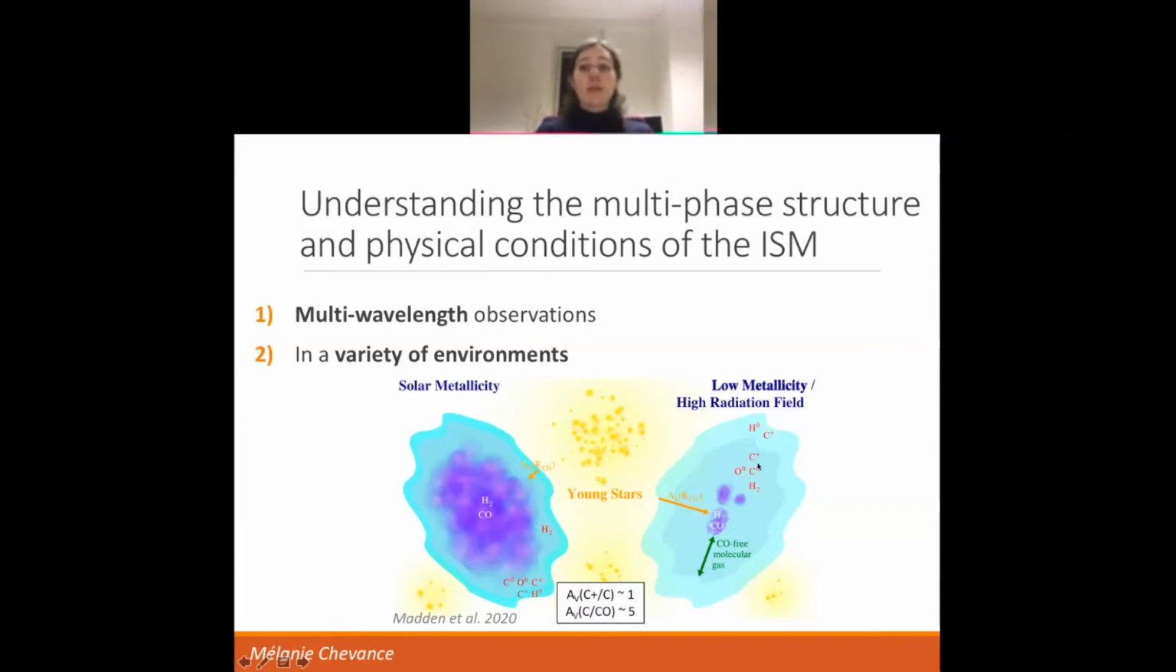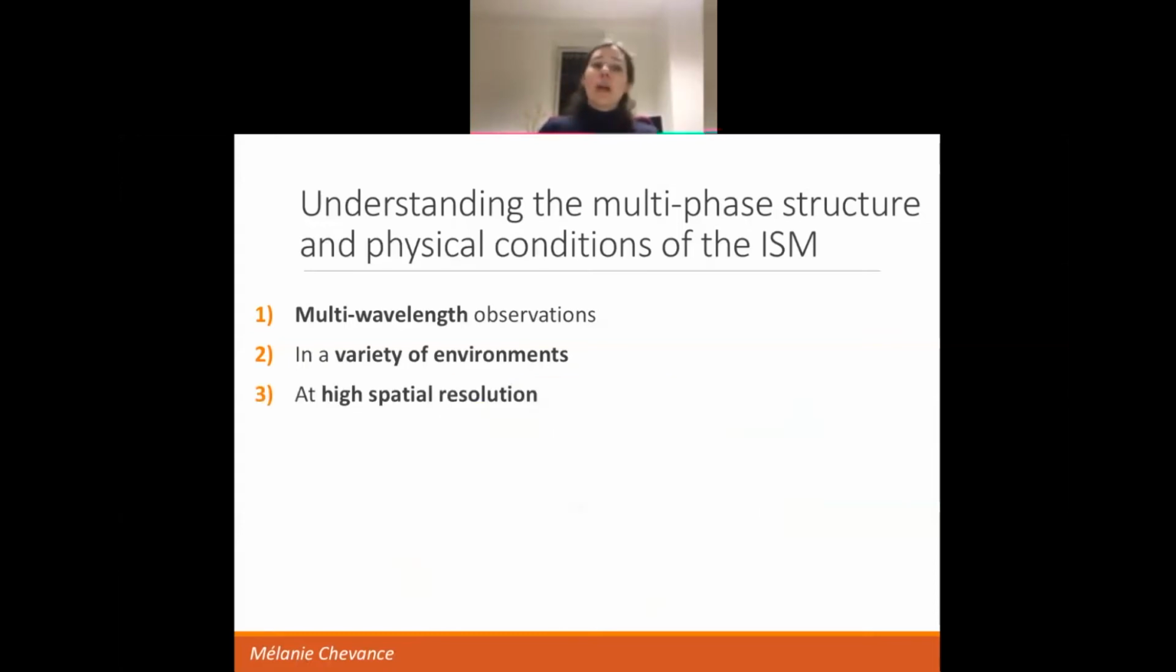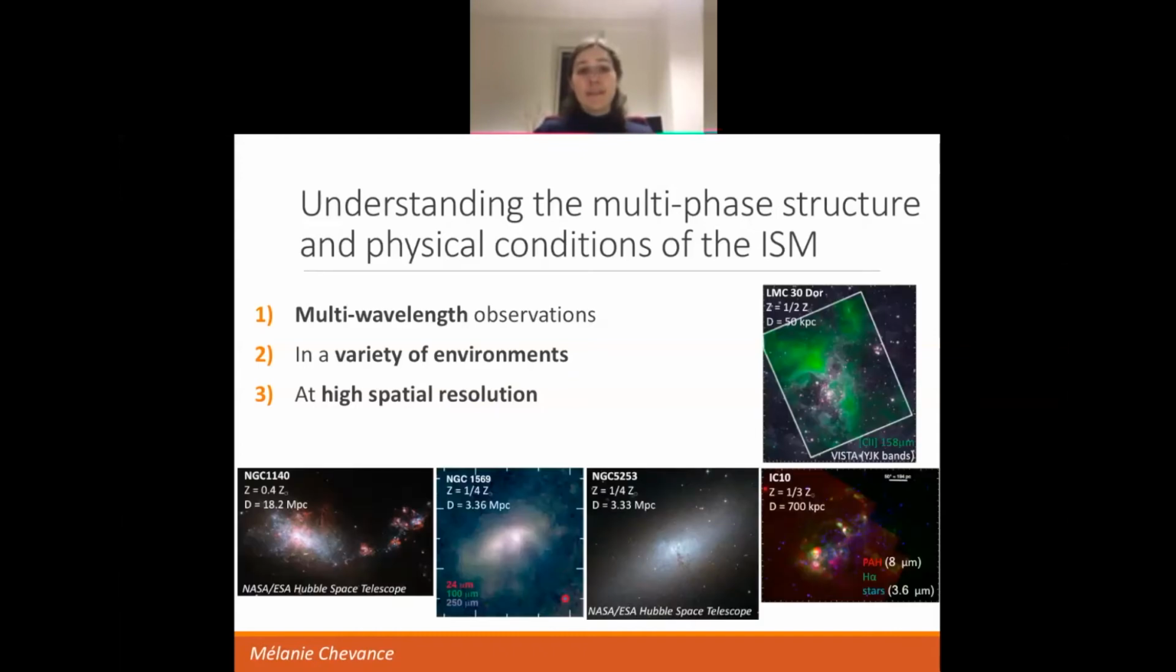So I've tried to look at low metallicity galaxies to investigate what the total reservoir of molecular gas for star formation is. And finally, it's interesting to do that, of course, at high spatial resolution, to be able to resolve potentially star forming regions, or at least try and resolve galaxies.